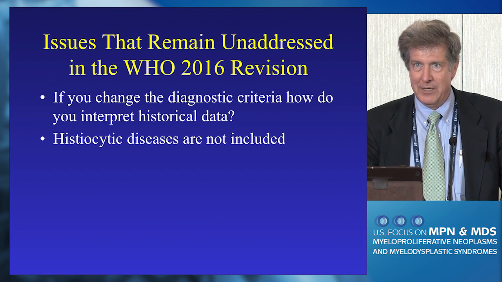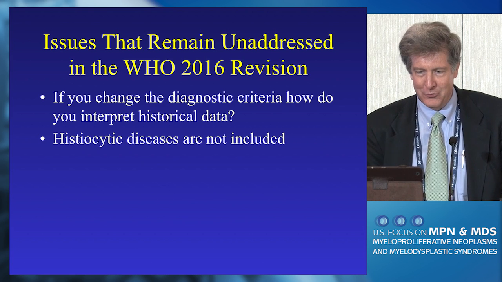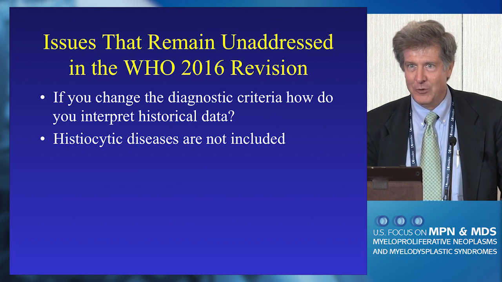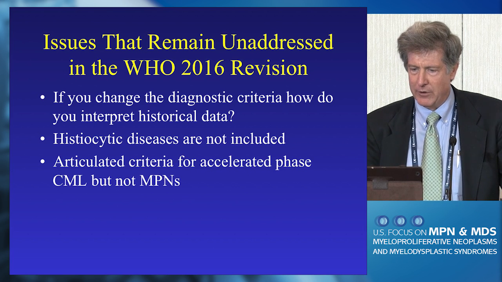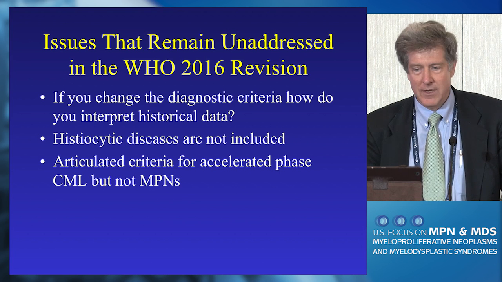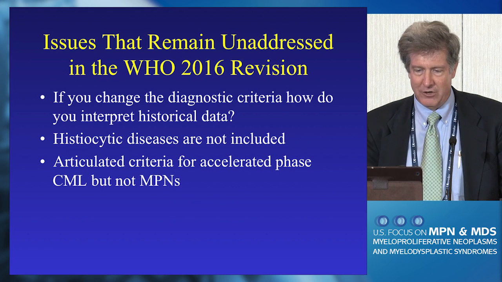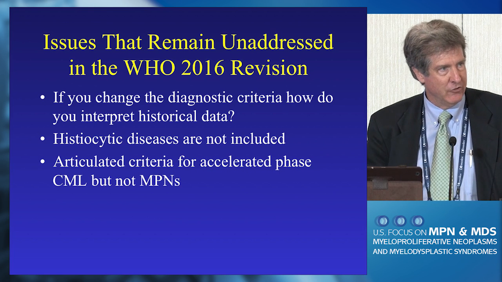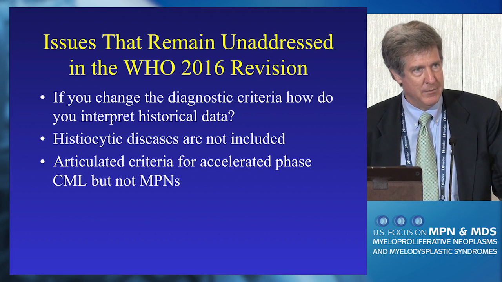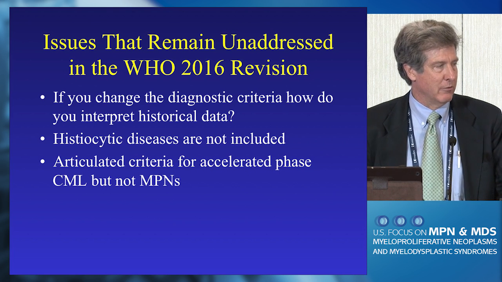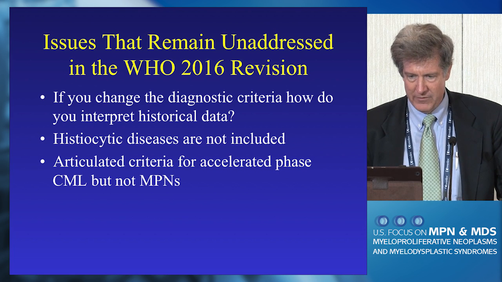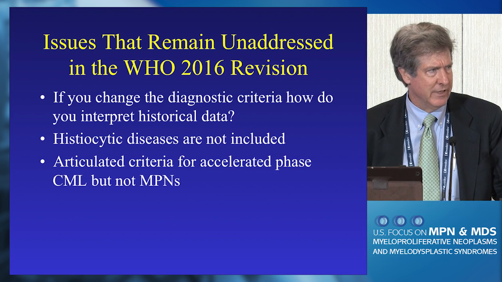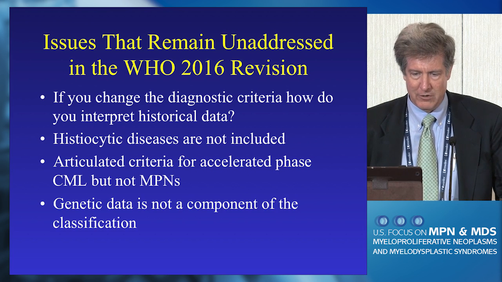As somewhat of a pet peeve for, I guess, a small minority of us who treat histiocytic diseases, which I think are full members of this diagnostic classification, they're not included. They articulated criteria for accelerated CML in the revision, but didn't describe accelerated phase disease of the MPNs. And I think many of us recognize that there is a period of time, as particularly myelofibrosis progresses to acute leukemia, that the disease behaves in a more aggressive fashion that's really distinct from the acute leukemia, but not like the typical MPN.